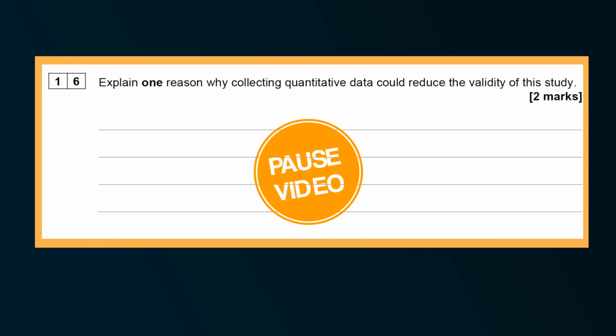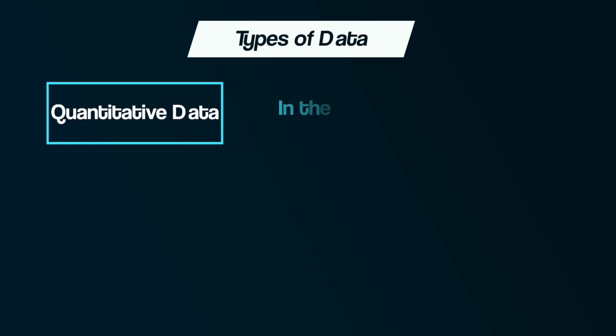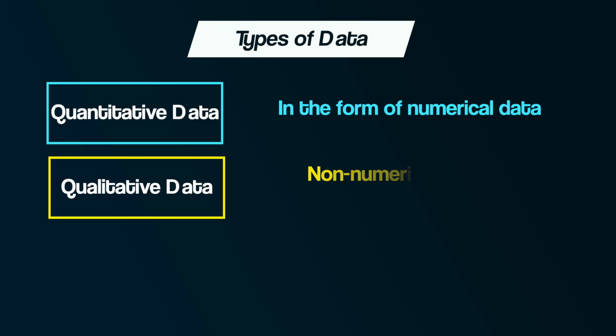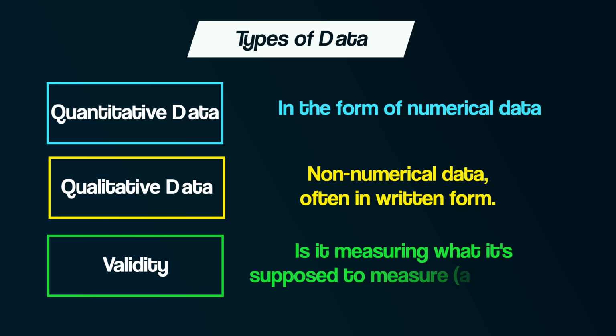Question 16. Explain one reason why collecting quantitative data could reduce the validity of this study. 2 marks. The command phrase is explain one reason why. Quantitative data is in the form of numerical data. In contrast, qualitative data is non-numerical data, often in written form. And the question specifically asks about validity. This is about how accurately it is measuring what it's meant to measure.